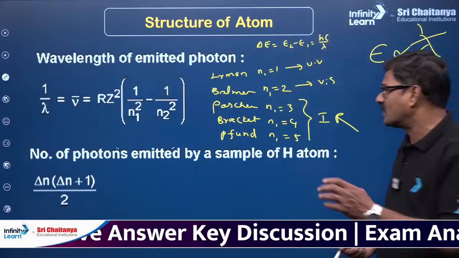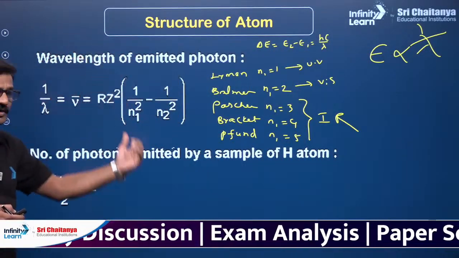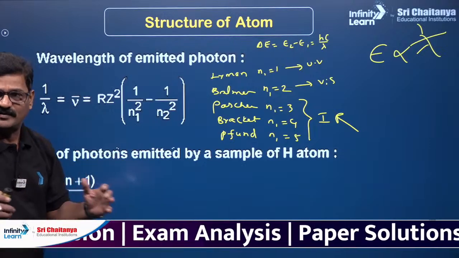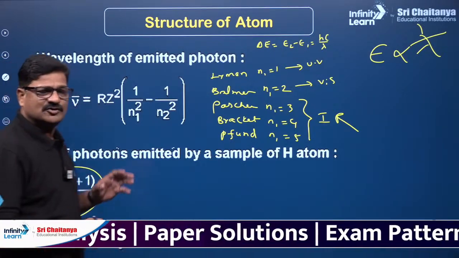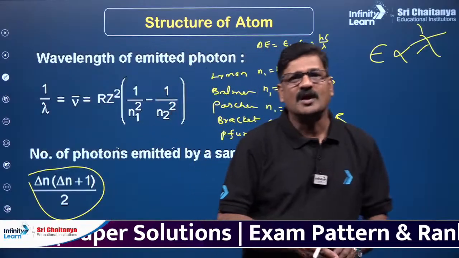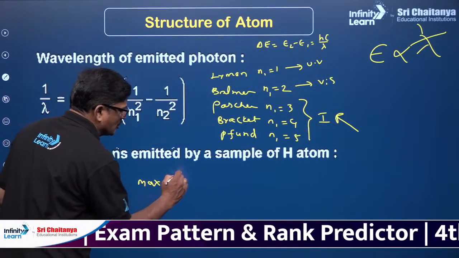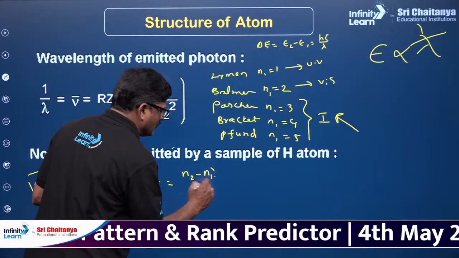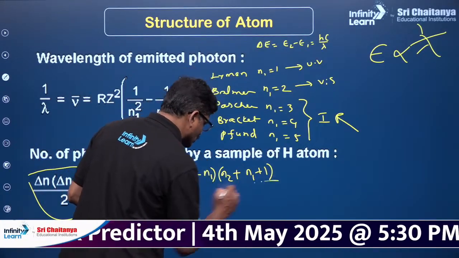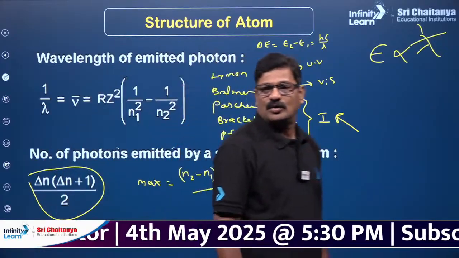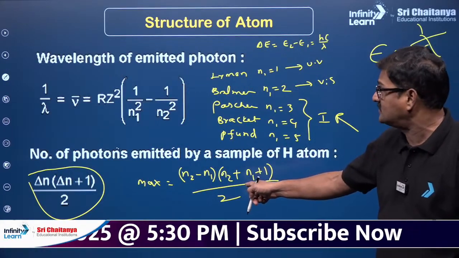One more question. The number of photons emitted when the electron jumps from higher energy to lower energy state in a sample of hydrogen atoms is given by the maximum number of spectral lines, n into n plus 1 by 2, or otherwise, the maximum spectral lines is equal to n2 minus n1 into n2 minus n1 plus 1 by 2. So that is the maximum number of spectral lines. A question can be asked based on this equation.